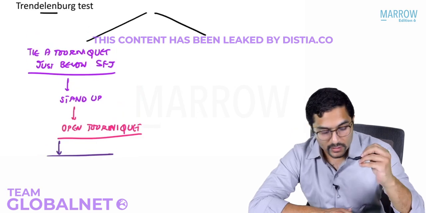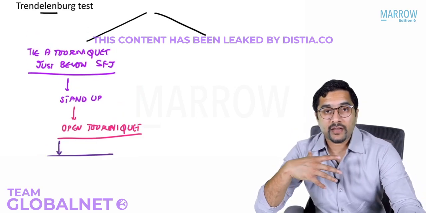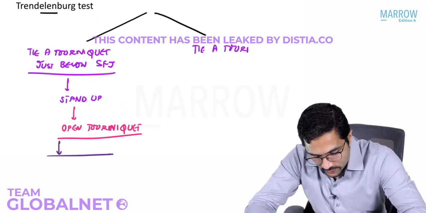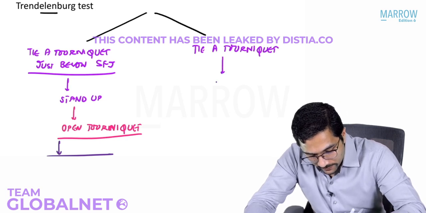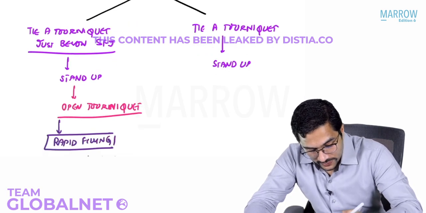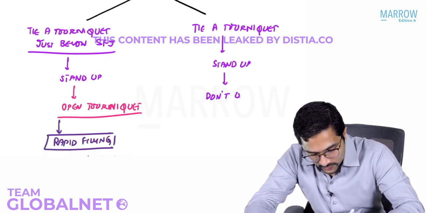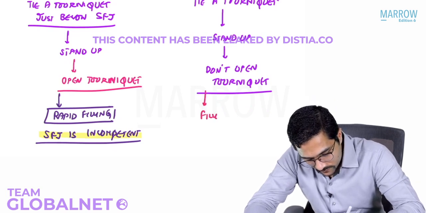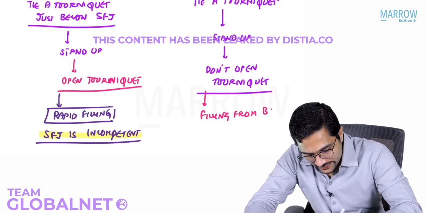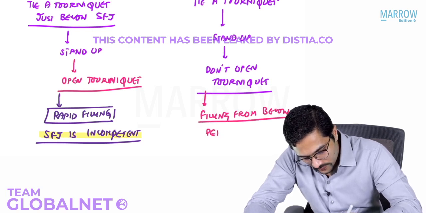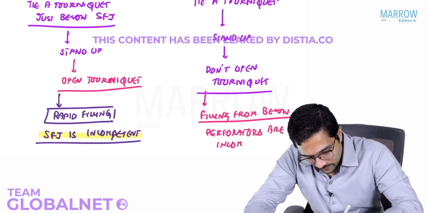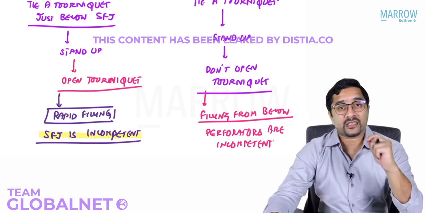The other part to the Trendelenburg test is, we again milk the veins. We again tie a tourniquet just below the saphenofemoral junction. We make the patient stand up, right? We don't open the tourniquet. And if we see filling from below, then this denotes that perforators are incompetent. Okay. So these are the two parts to the Trendelenburg test.